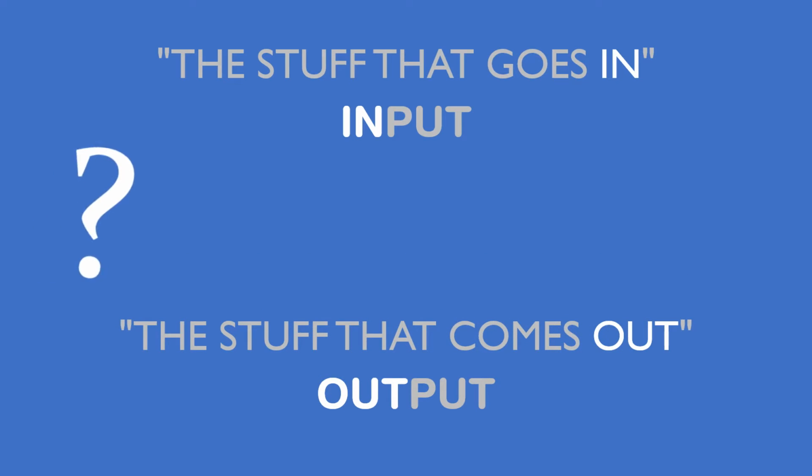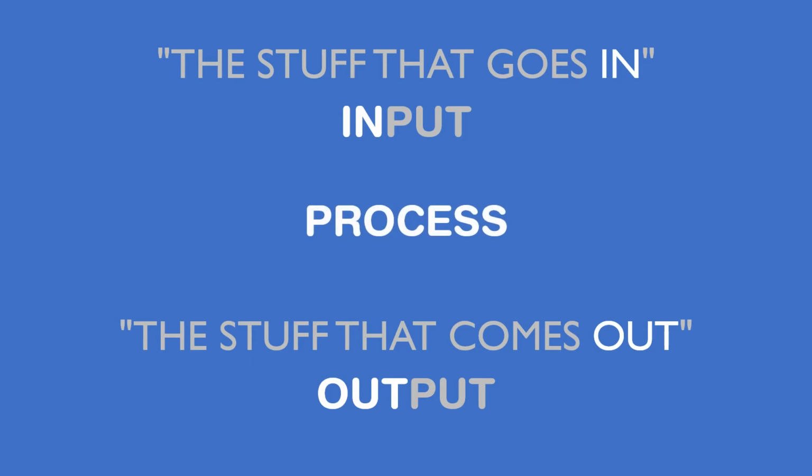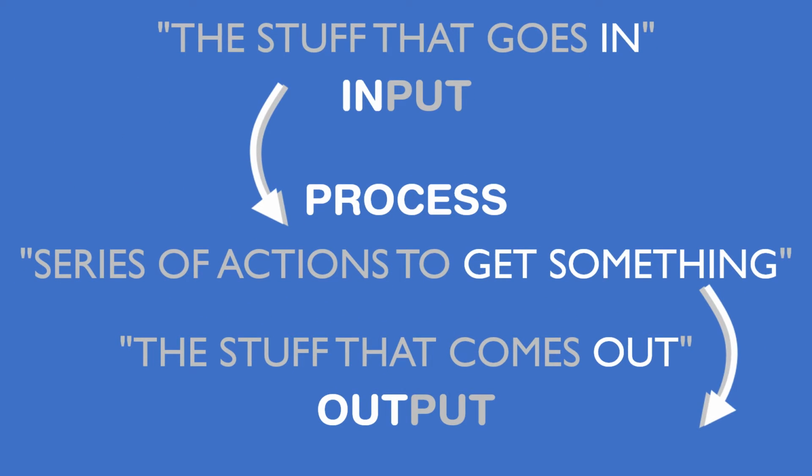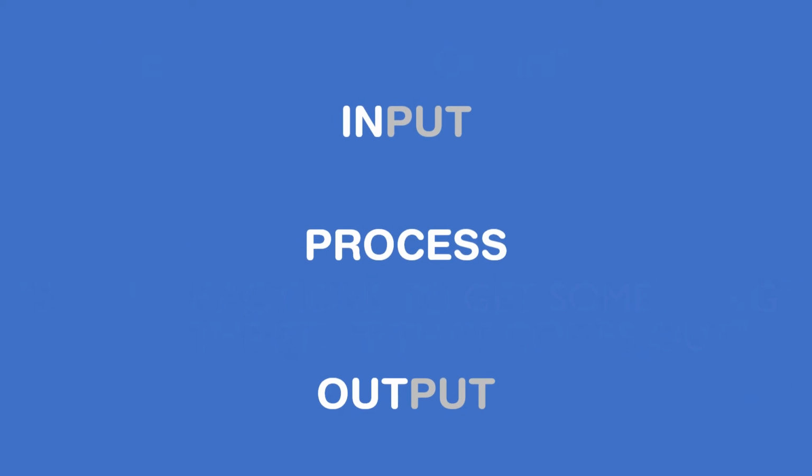Then come the outputs. These are the things that the computer puts out. Now, what do we call this bit in the middle here? The bit that manipulates the inputs to make outputs. We'll just call this the process. In fact, by definition, a process is a series of actions to get something, and this is exactly what the computer is doing. It's doing a bunch of things to the input to get an output.